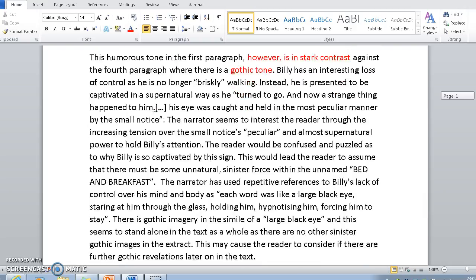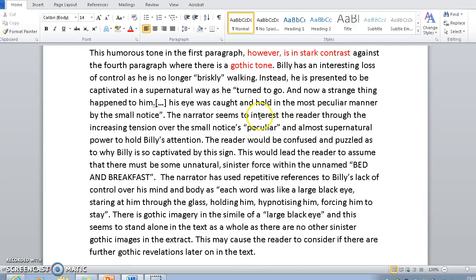The narrator seems to interest the reader, so here we go back to the effect on the reader, through increasing tension over the small notice's peculiar and almost supernatural power to hold Billy's attention. The reader would be confused and puzzled. So look at this repetitive focus on the reader. This is what gets you the marks, and linking it to the structural devices used and how it affects their feelings.